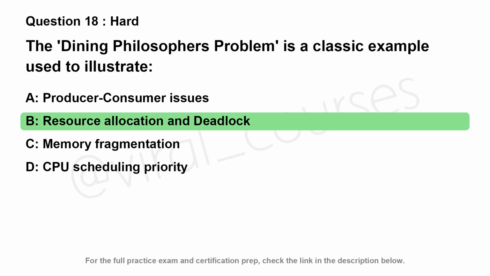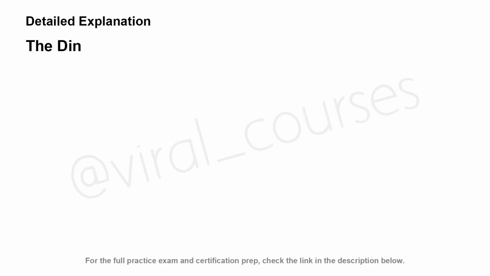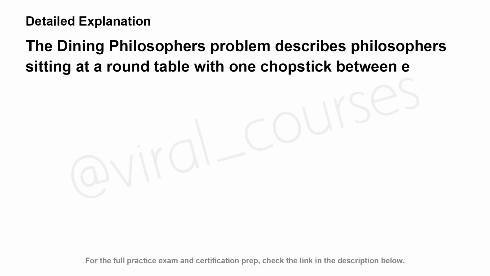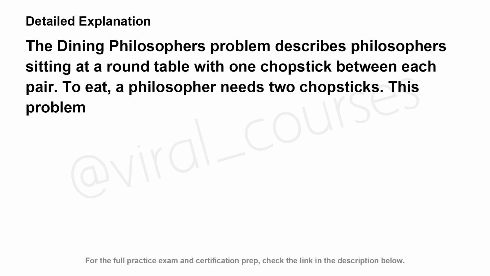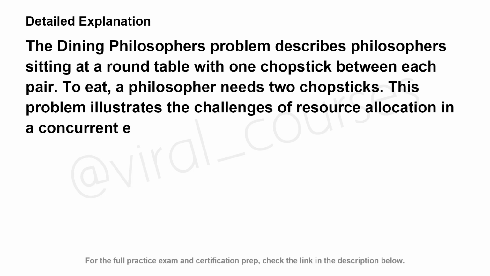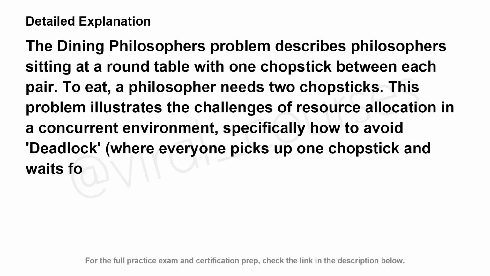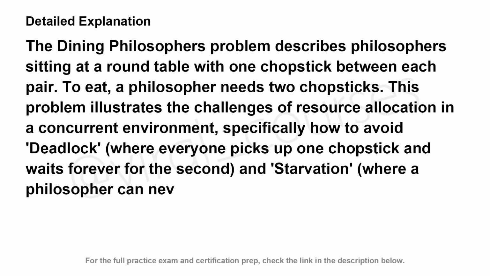The correct answer is B. The dining philosopher's problem describes philosophers sitting at a round table with one chopstick between each pair. To eat, a philosopher needs two chopsticks. This problem illustrates the challenges of resource allocation in a concurrent environment. Specifically, how to avoid deadlock, where everyone picks up one chopstick and waits forever for the second, and starvation, where a philosopher can never get both chopsticks.